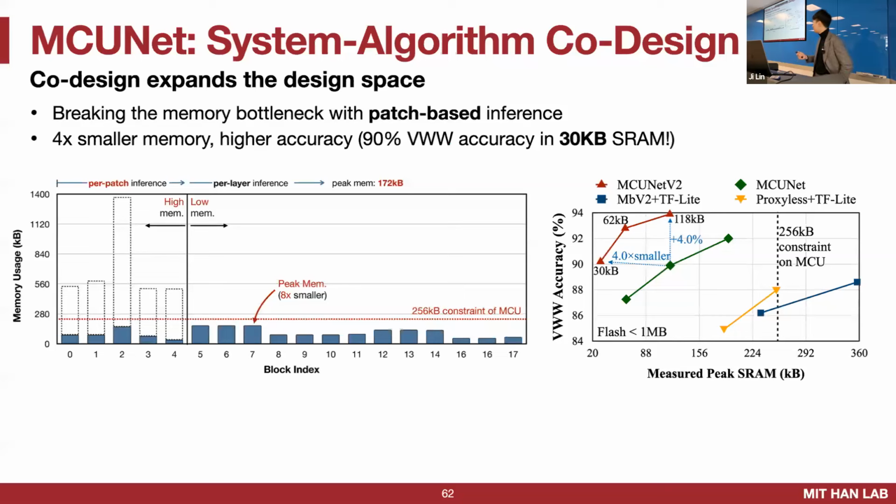So with this kind of co-design and patch-based inference, we are now able to get better accuracy at 4x smaller peak memory. And interestingly, we are able to get over 90% VWW accuracy, which is a very important TinyML benchmark, with only 30 kilobytes of memory, which is quite small even for IoT devices.